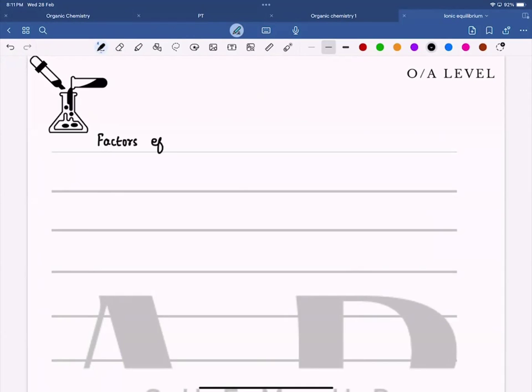factors affecting Kc and Kp. This is the reason that sometimes the examiner asks you the Kc value and the Kp value. So we are going to discuss these factors.